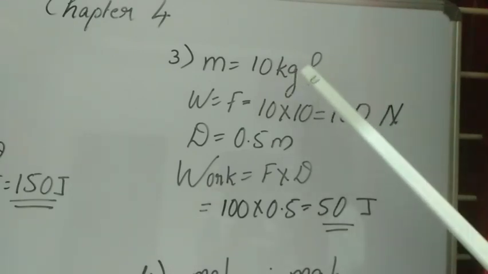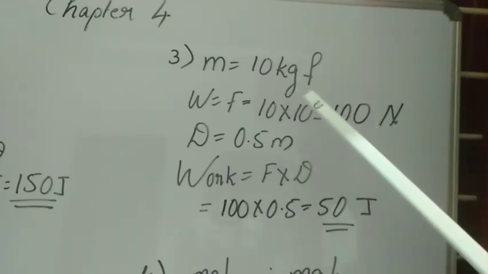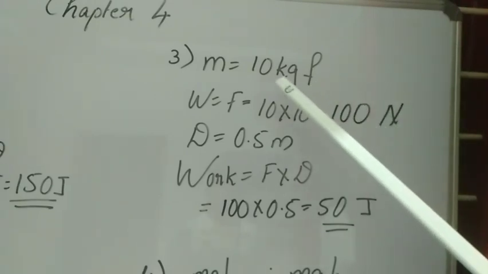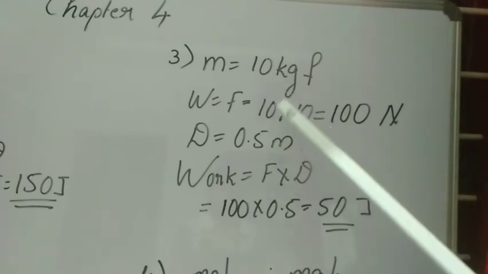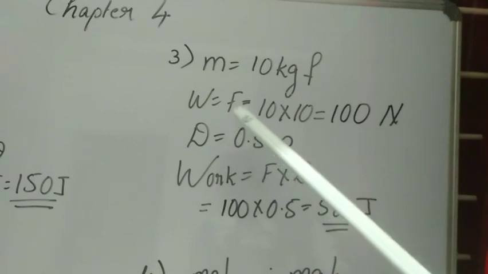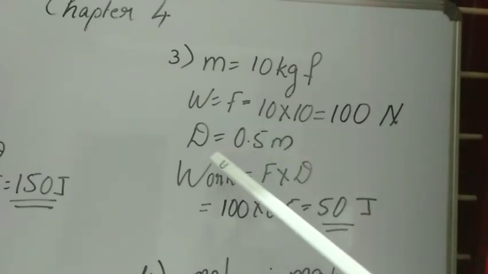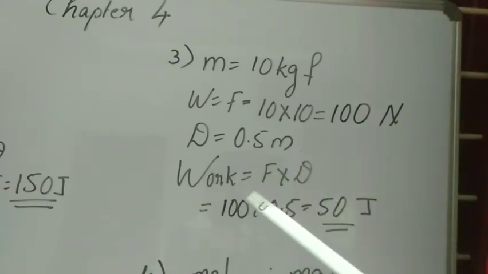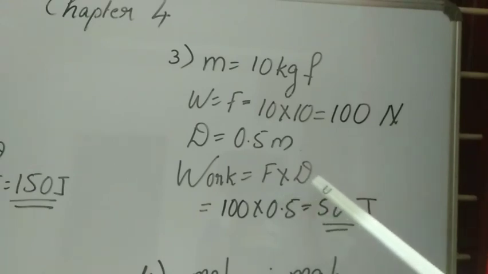1 kg and 1 kgf both are same. So as we convert for question number 2, 20 kg is 200 Newton. Same way, 10 kg, how will you convert? 10 into 10, we will get 100 Newton. So we got force as 100 Newton and the distance is given 0.5 meter. You are asked to calculate the work done. Work done is equal to force into distance. 100 into 0.5. You will get 50 joule.